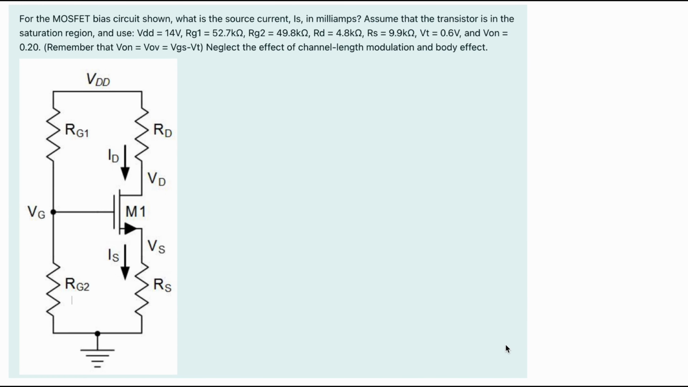The MOSFET bias circuit is shown, and we're asked what is the current source, IS, in milliamps. So this is what we're going to be finding. We can assume the transistor is in saturation region and use the following equations here. Also, this right here. We can neglect the effect of channel length modulation and body effect.